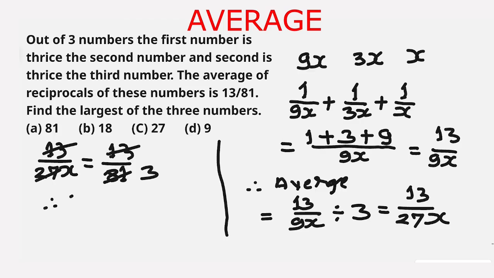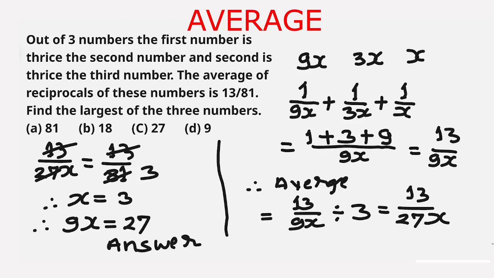Therefore x equal to 3 and therefore the largest number is 9x. So 9x equal to 9 times 3 is 27. And this is our answer. And from the given options, our answer is option C 27.